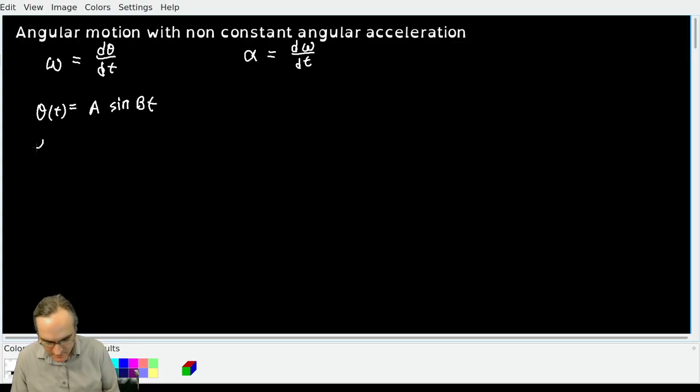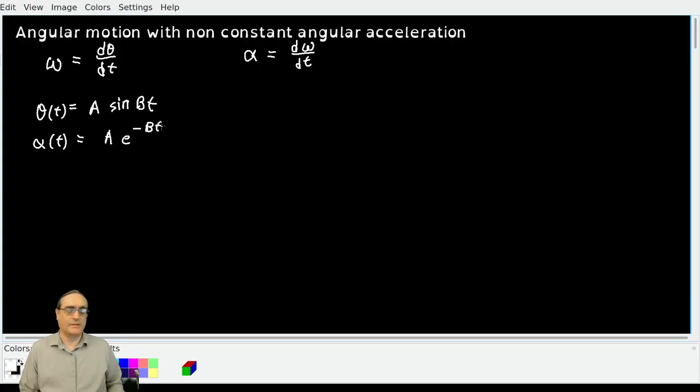Another example: if you had an alpha that was something like e to the minus b times t, that's going to be another case where you have no choice but to use calculus. If you want to find what future omegas look like, future angular velocities, you're going to have to integrate. You'll have to take this, do some substitution and some rearrangement.